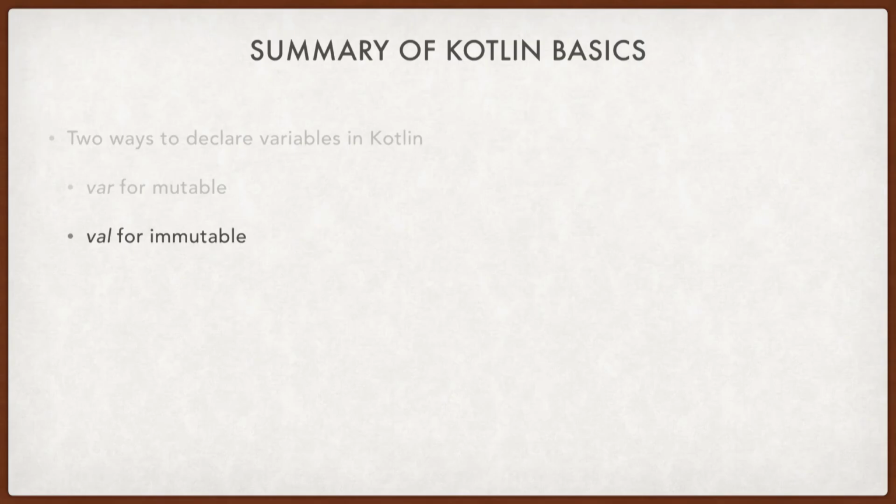So to summarize what we've seen in this part about Kotlin basics, there are two ways to declare variables in Kotlin. Var is for mutable variables, that is, you can assign the value and it can change over time. Val is for immutable. And again, Kotlin doesn't enforce immutability, but we do recommend that unless you really need to change the actual value of a variable, declare it as val.